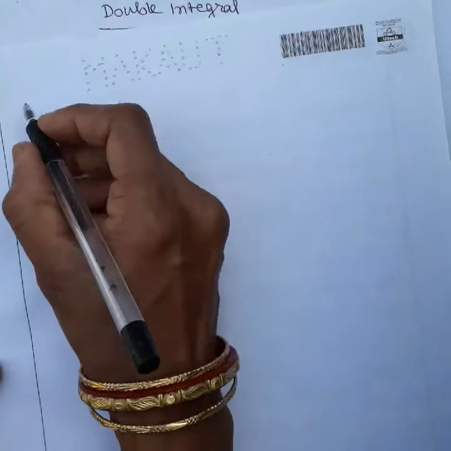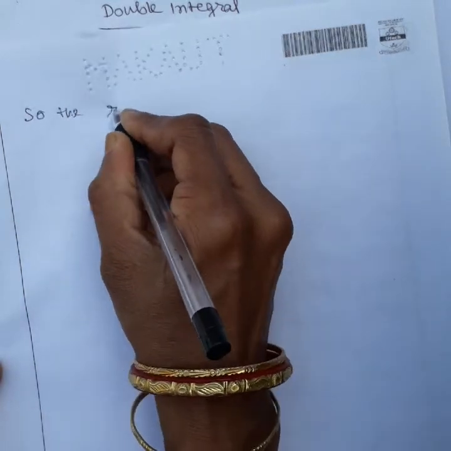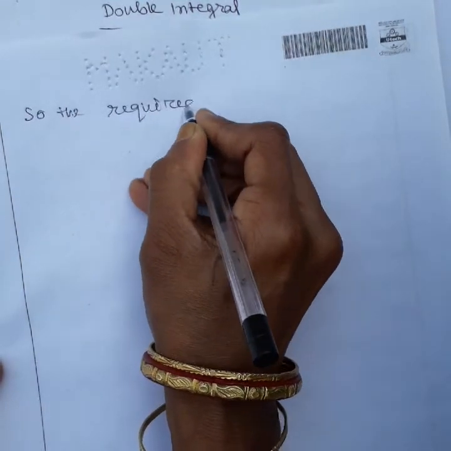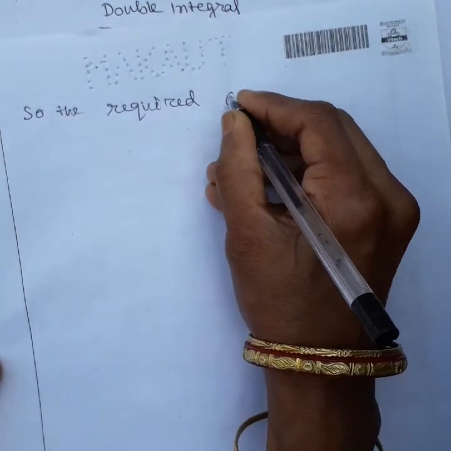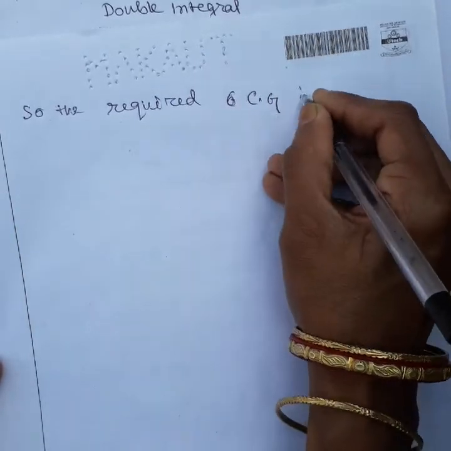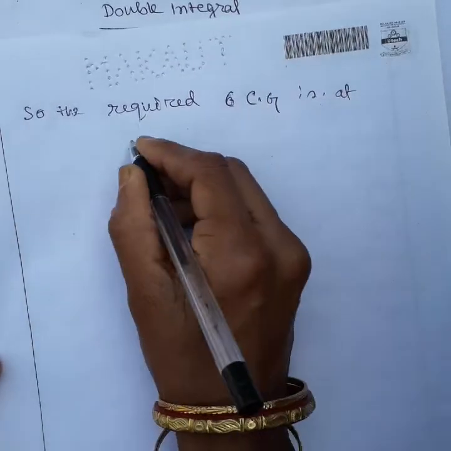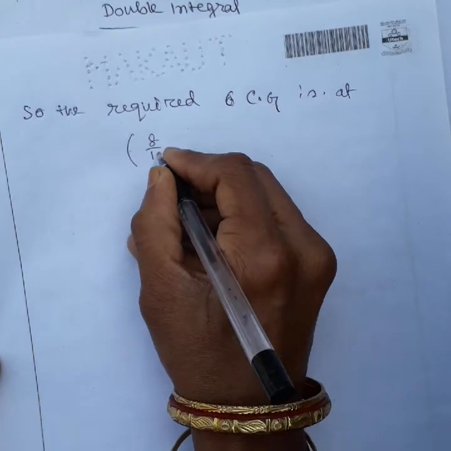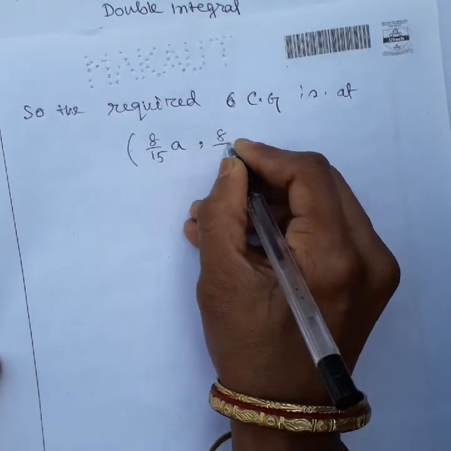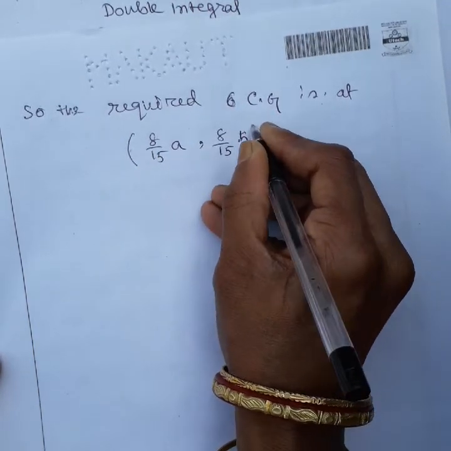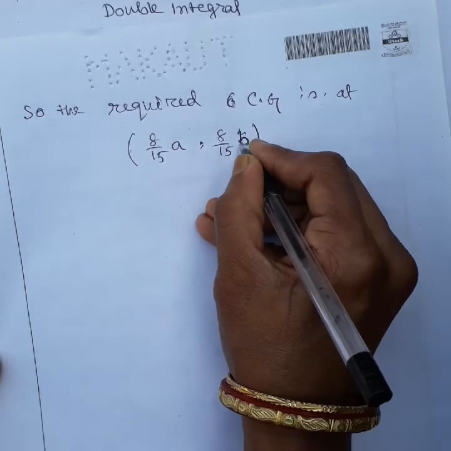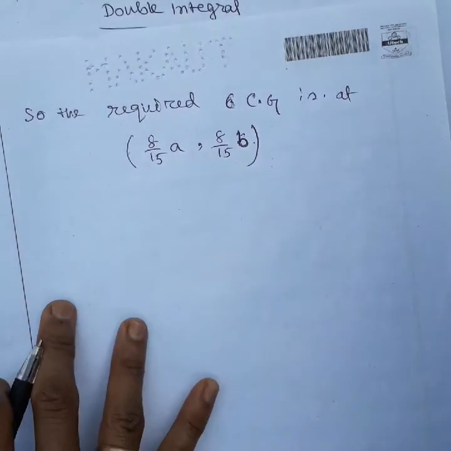That means the required center of gravity is at 8 by 15 into a and 8 by 15 into b. Okay.